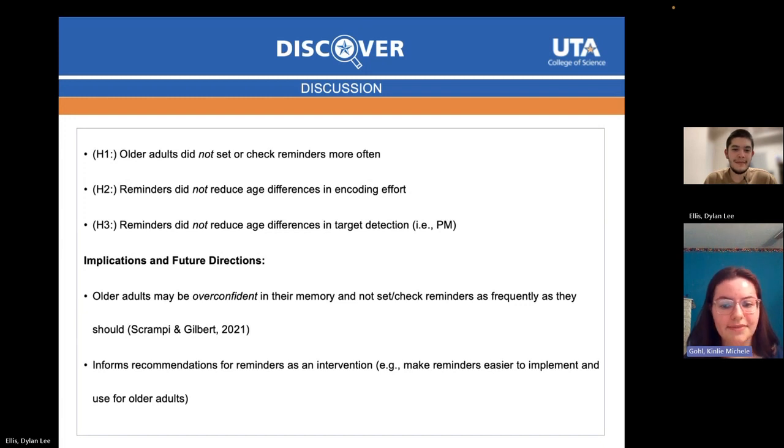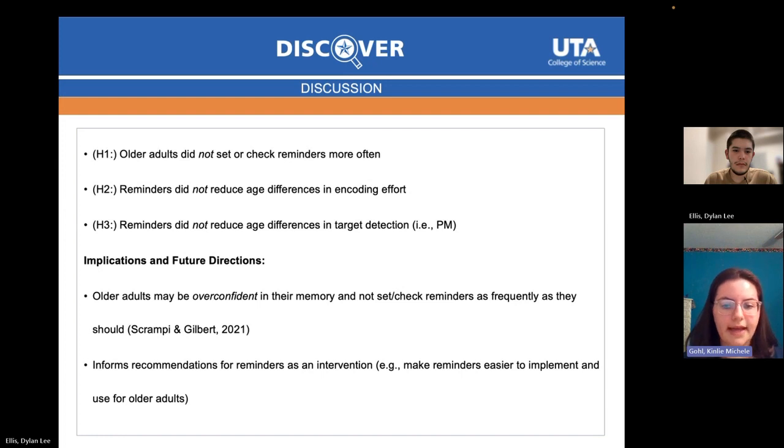Looking at pupil size, the differences between age groups could be due to older adults finding the task more difficult, resulting in them encoding more effortfully. With reminder checking and setting, older adults may not have checked or set reminders as often because they presumed their memory abilities were stronger than in actuality. And in target detection, older adults' worse performance could be due to age-related memory differences. In both groups, reminders seem to help.